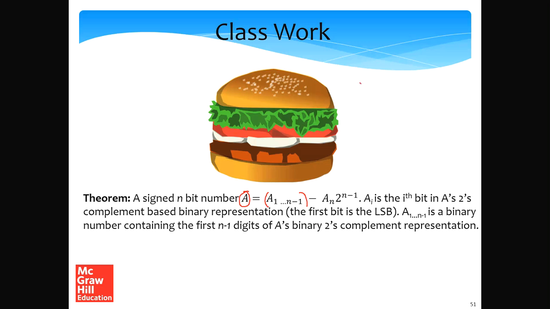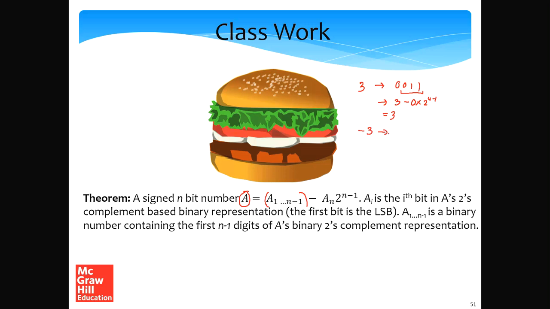So let's consider 3 in a 4-bit representation. This is 0011. This is exactly the same as the number made with the first n minus 1 bits. So this 011 is still 3, minus the MSB, which is 0, times 2 to the power 4 minus 1. But 0 times any number is 0, so basically this is equal to 3. So for a positive number proving this is trivial.